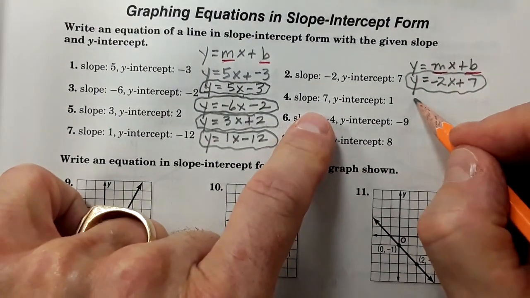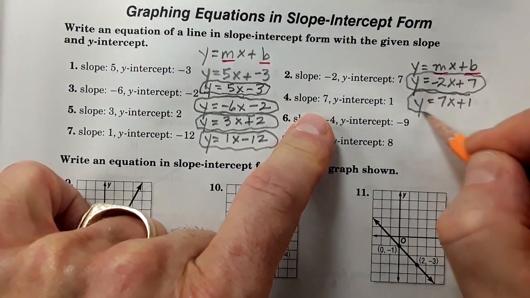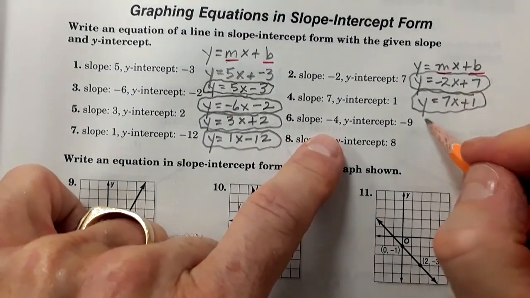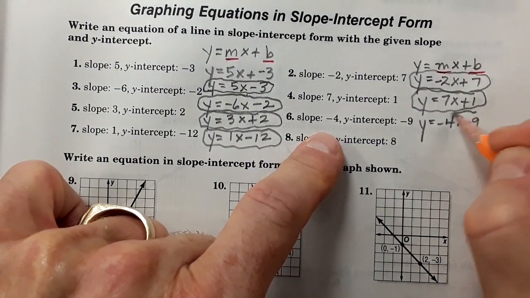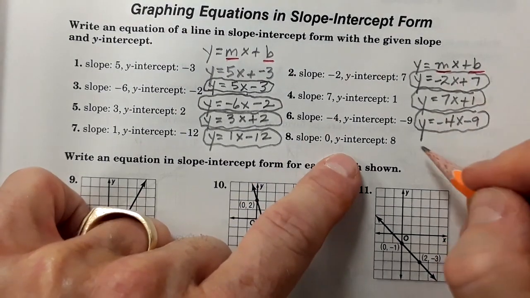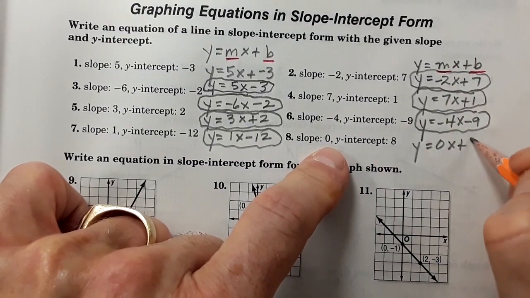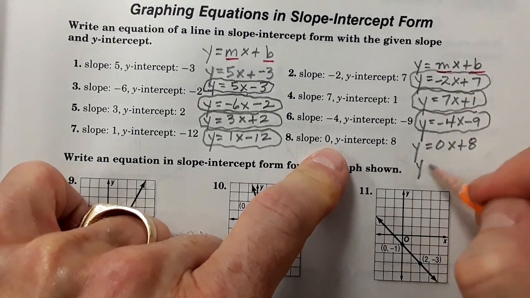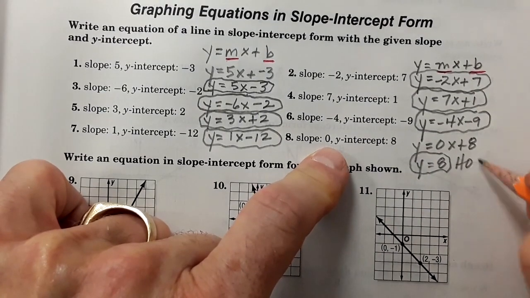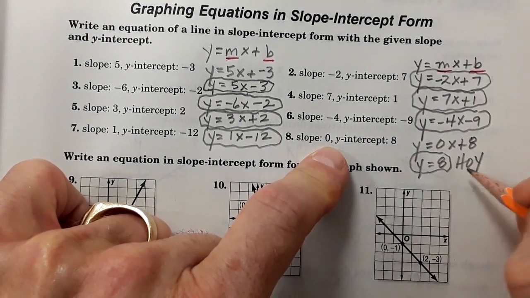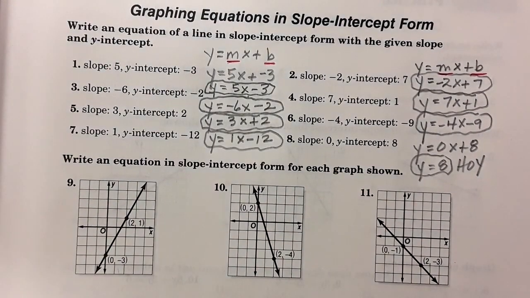Number 4, y equals 7x plus 1. All right, this is getting monotonous because it's too easy. Y equals -4x minus 9. That's it. And the last one, y equals 0x plus 8. So y equals 8. This is a particular one. This is a horizontal line, 0 slope, and it passes through the y-intercept at 8.